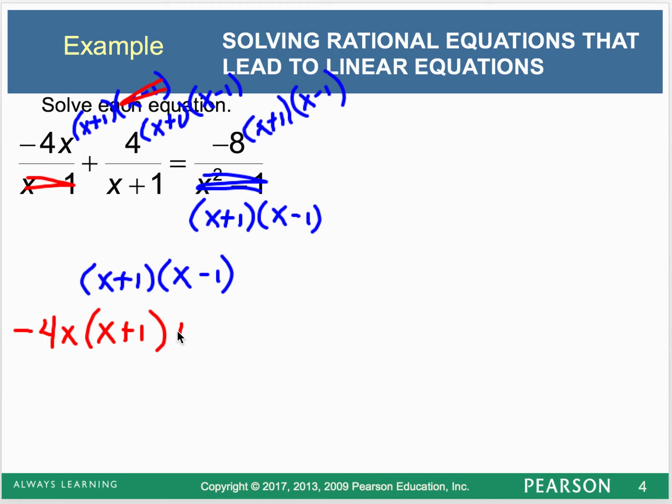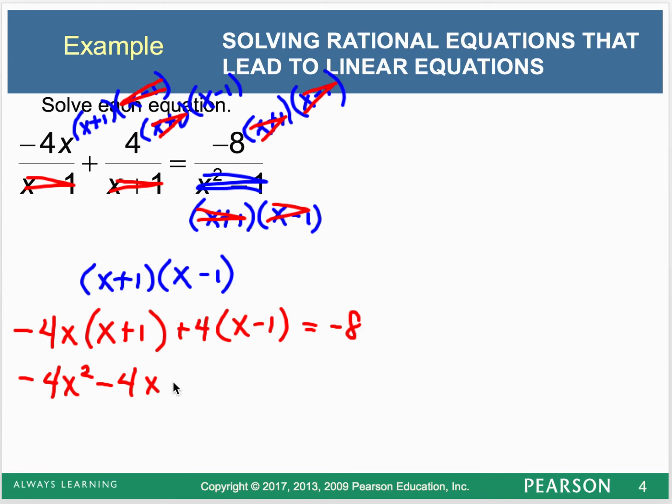Okay, got a plus sign. Here I can cancel out that x plus 1, and all that's going to be left is the 4 times x minus 1. And here I can divide out the x plus 1 and the x minus 1. So equals negative 8. Okay, get rid of parentheses. Distribute: negative 4x squared minus 4x plus 4x minus 4 equals negative 8.